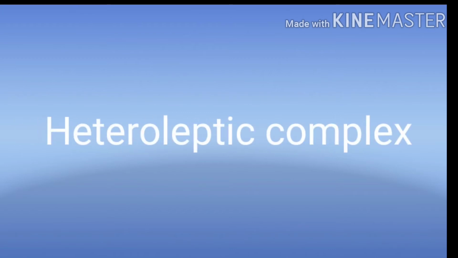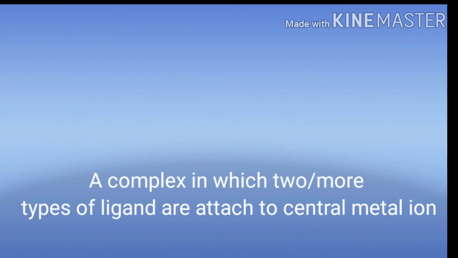And the other subclass is heteroleptic complexes. What is a heteroleptic complex? A complex in which two or more types of ligand are attached to the central metal ion is known as a heteroleptic complex.